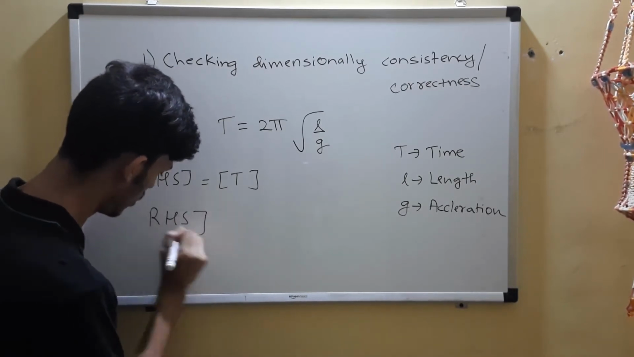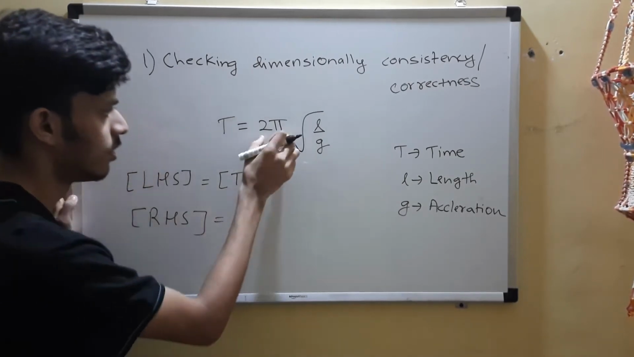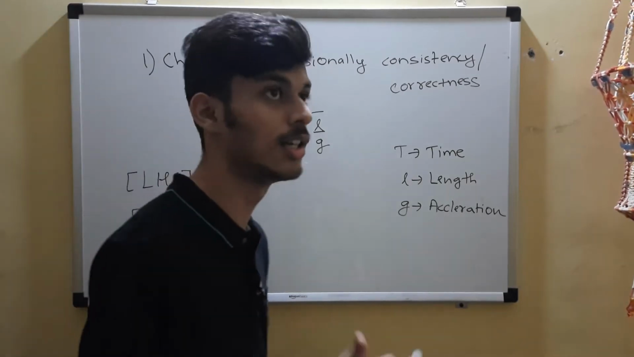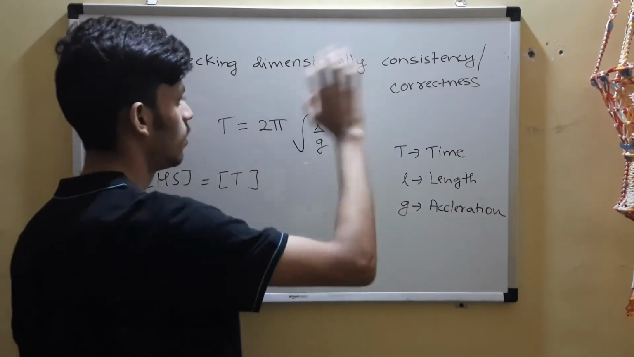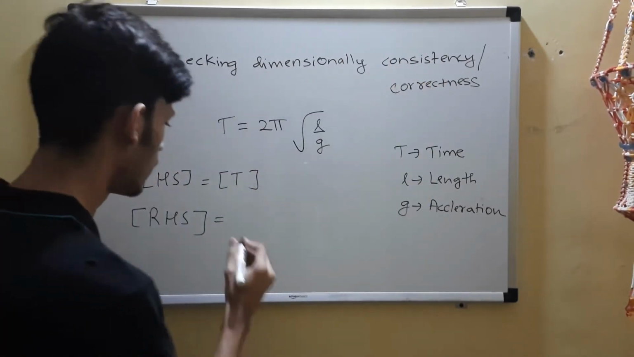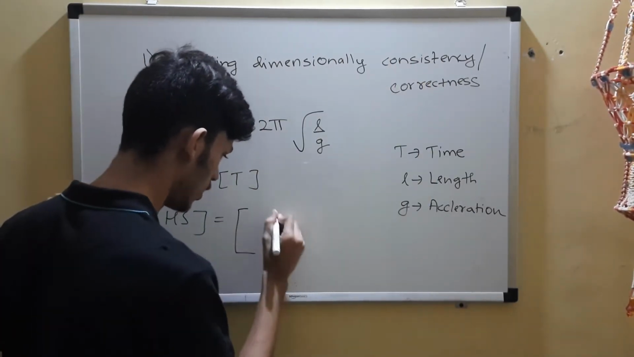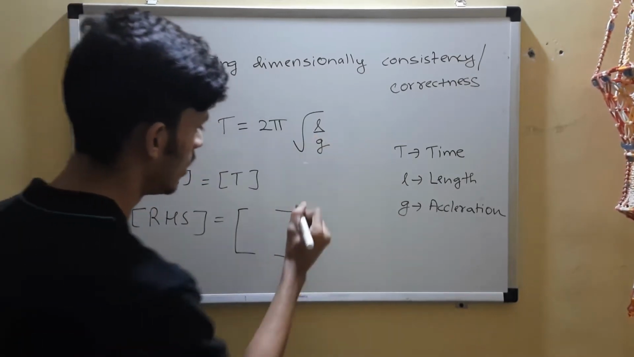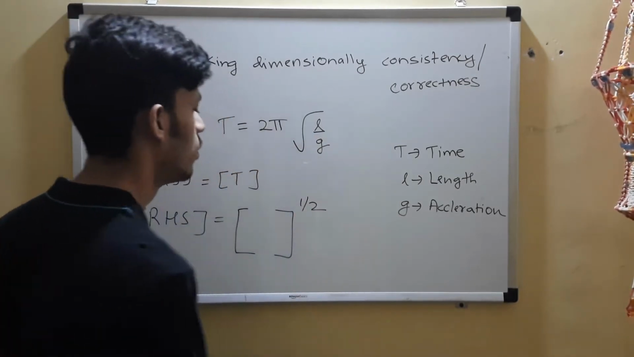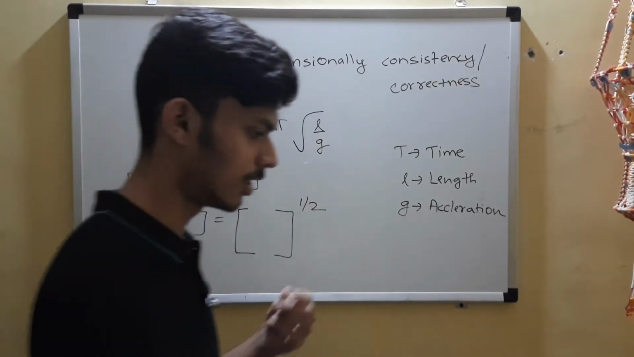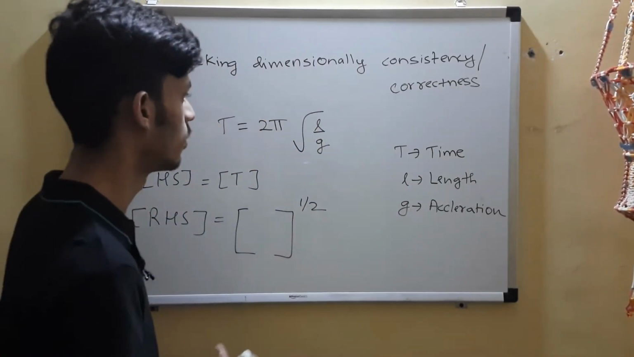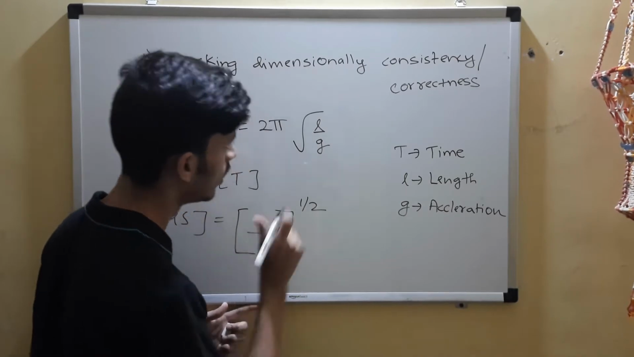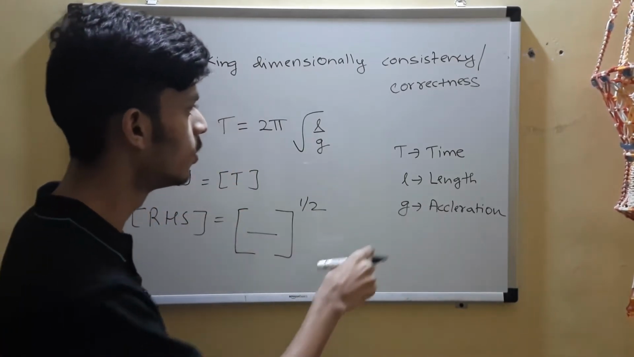On the right hand side, if you see, this is 2 pi. 2 pi is a constant, it is a number. Numbers are dimensionless, so we can remove this safely. Now this root sign means it's raised to half. I told you in the previous class that wherever there is a root sign, you can replace it with raised to half. Now let's write the thing inside the root.